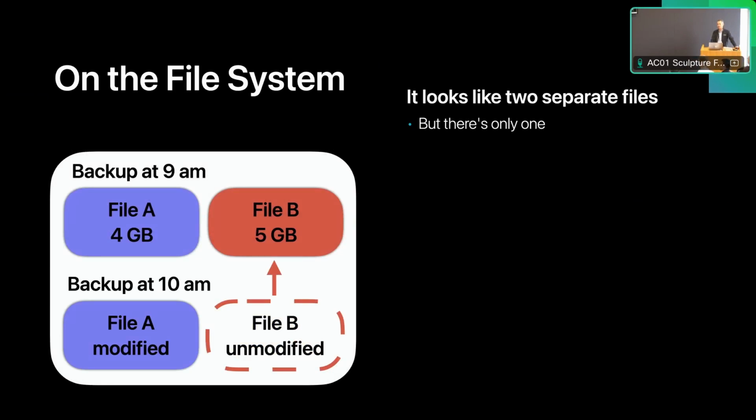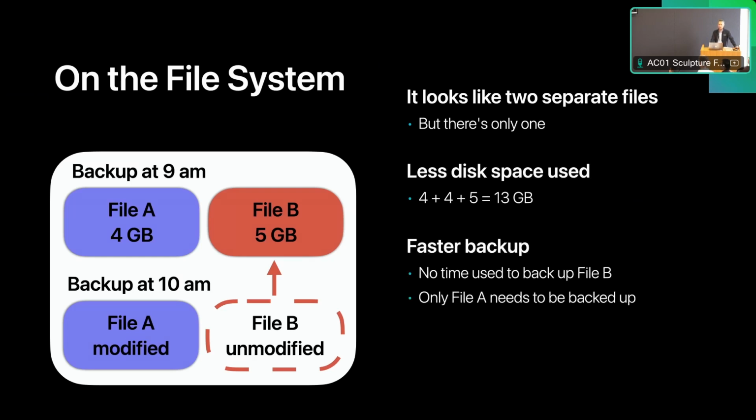And the implication of this is that less disk space is used, which is nice. But even nicer is that the backup is going to be faster because there's no time used to back up file B. The only thing that it needed to do is create a hard link to the previous location on the file system. So the implication for us is, let's look for some data that doesn't change very often.